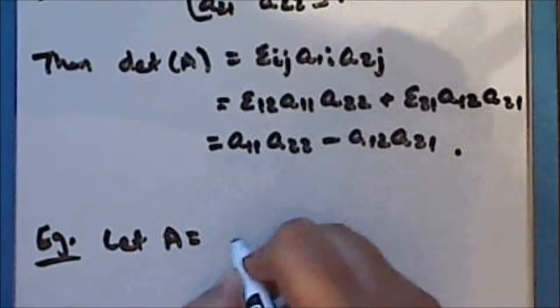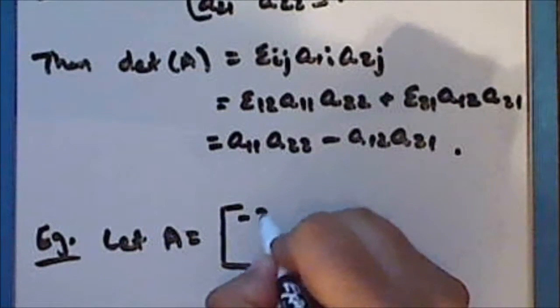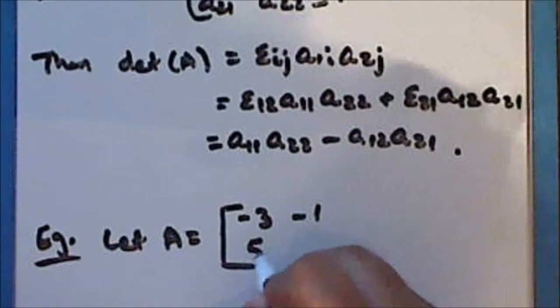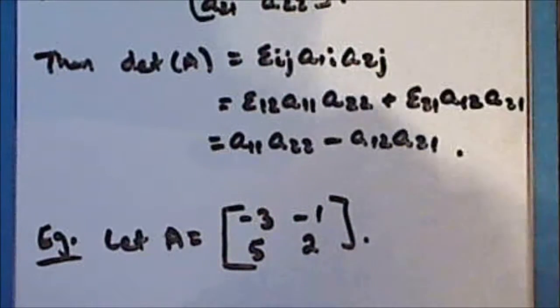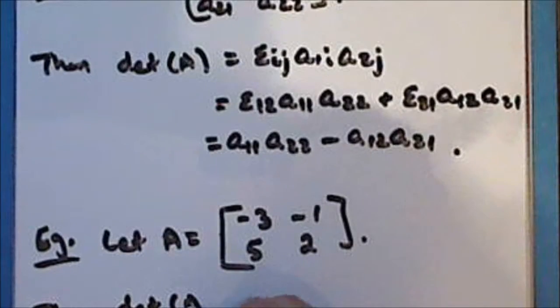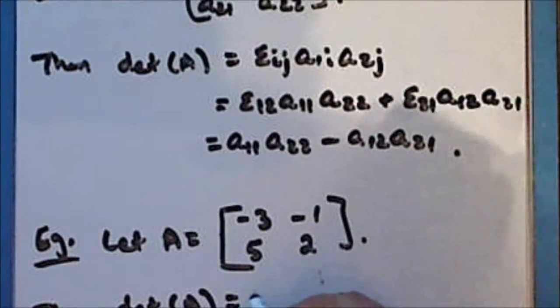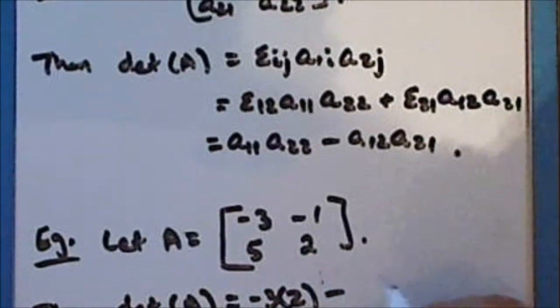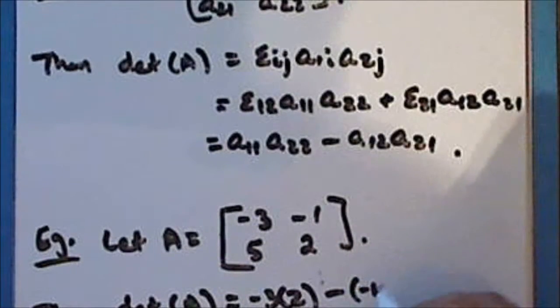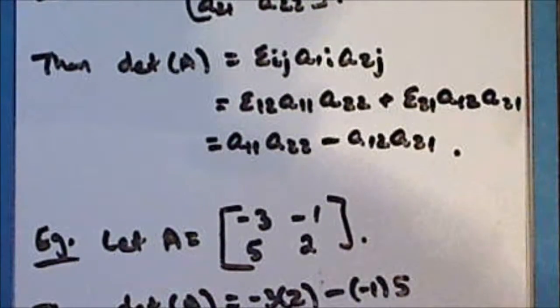So let's look at a concrete example. Let A be the 2 by 2 matrix with rows -3, -1, 5, 2. Then the determinant of A is negative 3 times 2 minus negative 1 times 5. So this is negative 6 plus 5, or negative 1.